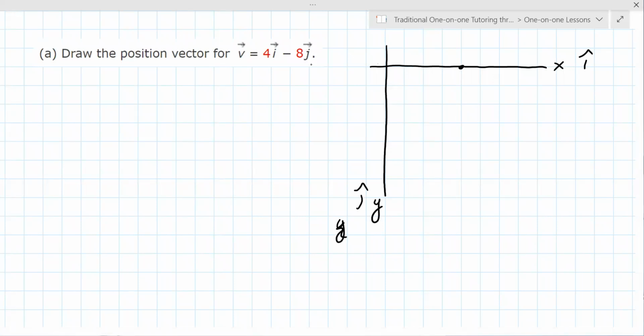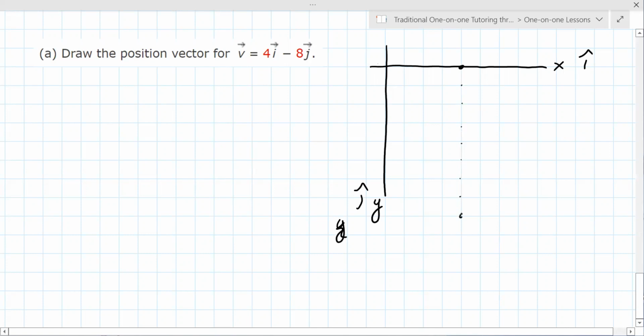They use i's in vectors, calculus, and physics to some extent, although not a ton, depending on the class you take. So then minus 8 means you're going down 8: 1, 2, 3, 4, 5, 6, 7, 8. But the answer is you have to start at the origin and you draw an arrow out. There's your arrow out.